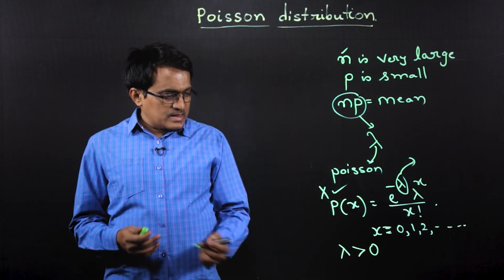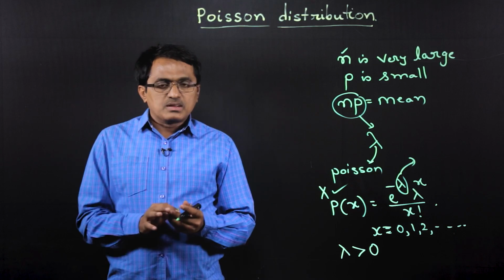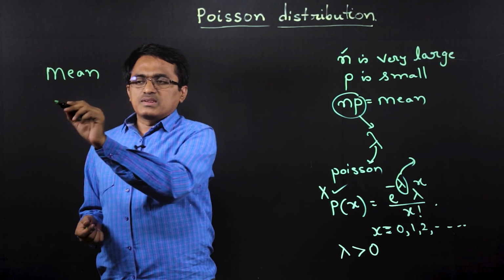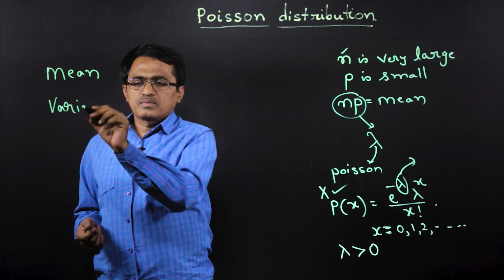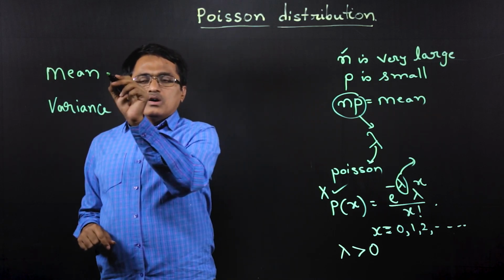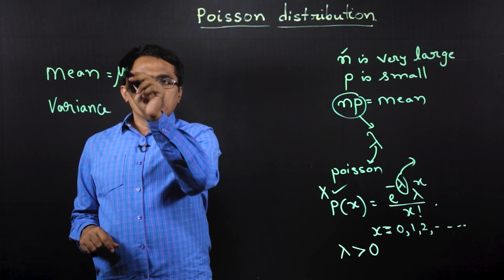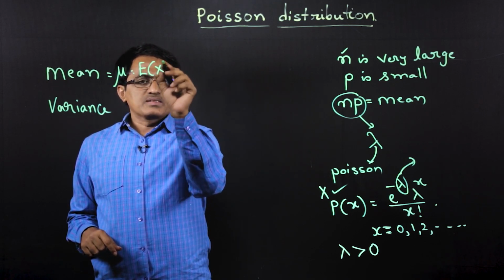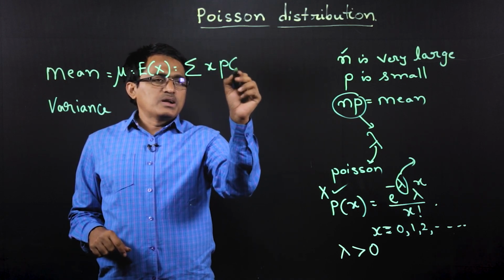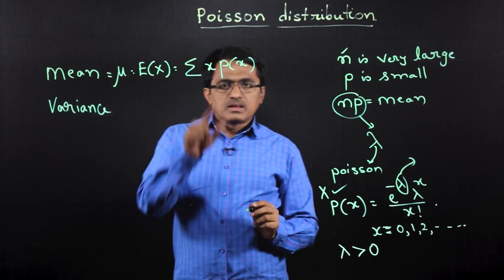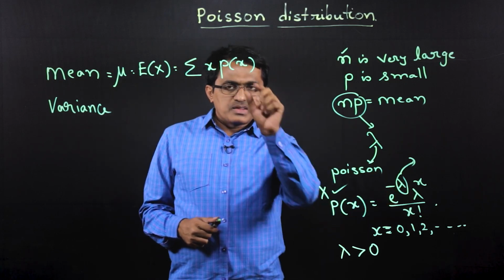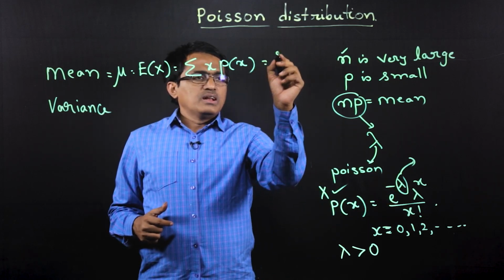Now, whenever we define or discuss a distribution or random variable, we talk about the mean of the distribution as well as the variance of the distribution. The same discussion we can continue with respect to Poisson distribution. How to find the mean of the distribution, that is mu equal to expectation of x? It is nothing but the summation of x into the corresponding probabilities. Now, if we use this p of x, e power minus lambda, lambda power x by x factorial, and simplify, then we will arrive at lambda.